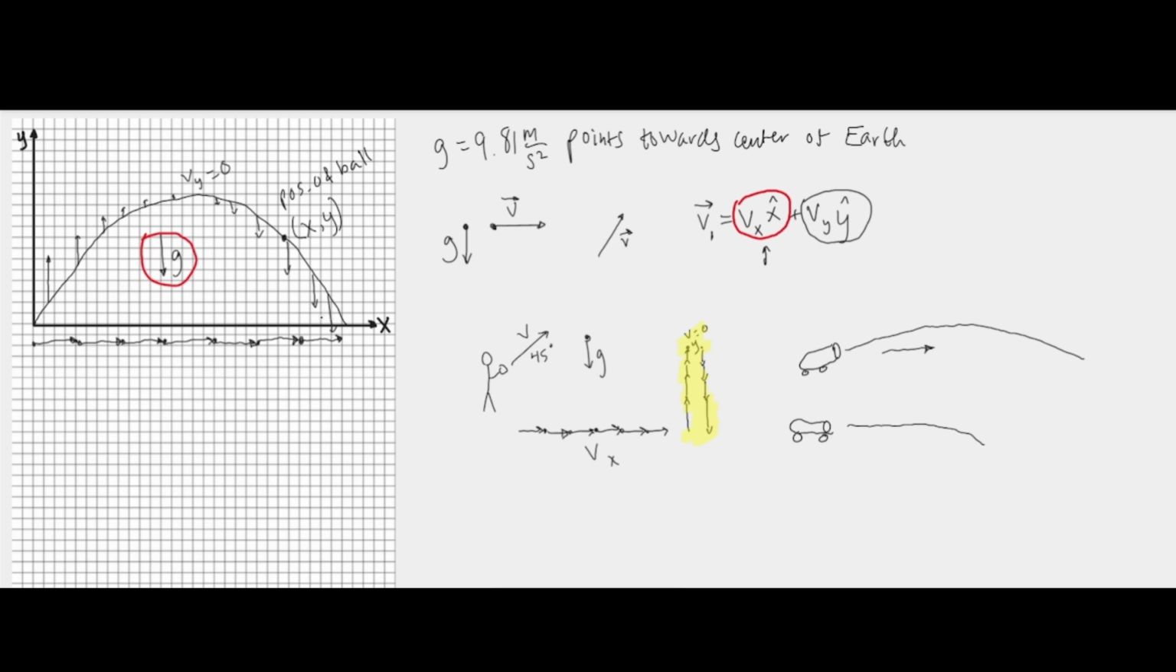When you look at the graphs of position versus time, velocity versus time, and acceleration versus time for this two-dimensional trajectory, you're going to see different behavior because the velocities are independent of one another. So what that looks like is if I consider just the position in the horizontal direction. So horizontal.